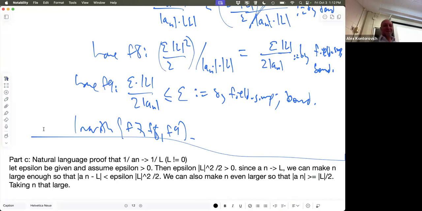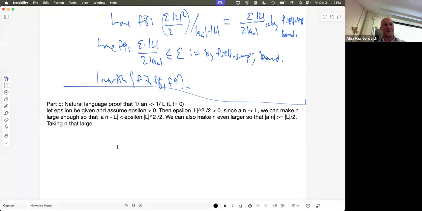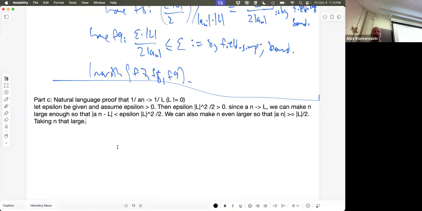I'm trying not to write it by just saying choose and use and applying and calling all the formal names, but the formal names are just more precise. It's just better. I hope you're starting to appreciate that it's just better. This is so wishy-washy compared to what we can do formally. We also can't see the whole thing. How's that? A little better. We can also make n even larger so that AN is at least L over 2. Taking n that large, we can bound.